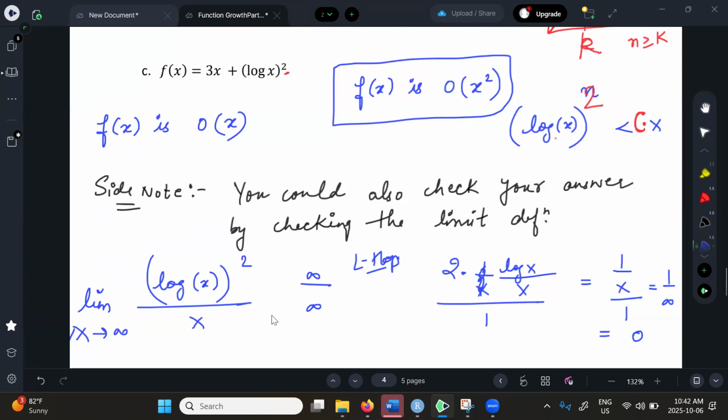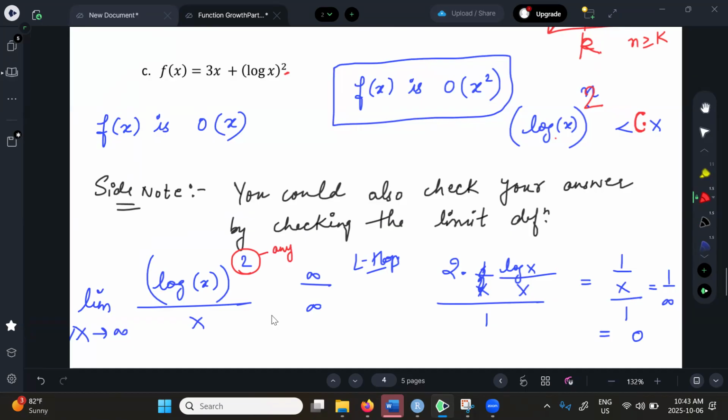So this is telling me that log x to the power 2 is going to grow slower than the linear function. Log x squared. Now, this square really doesn't matter here, right? This could be n or any number you pick. This square could be anything, any real number or any positive integer.